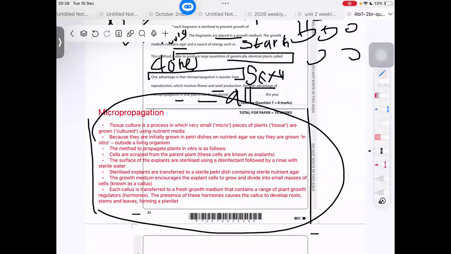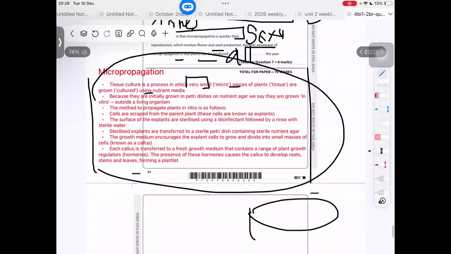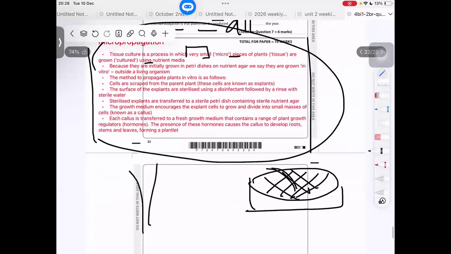So basically it's tissue culture. It's a process where small pieces of plants are grown in a nutrient medium, basically in a petri dish. You have agar and all the nutrients required for the growth of the plant, and you have a parent plant. You scrape the cells from the parent plant. These cells are called explants. They are planted over here.